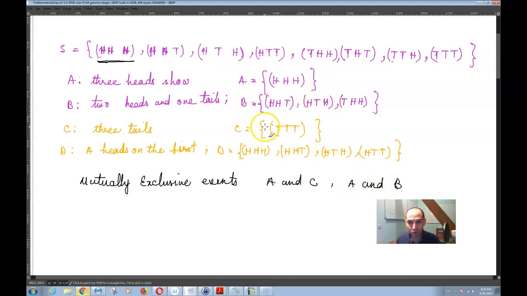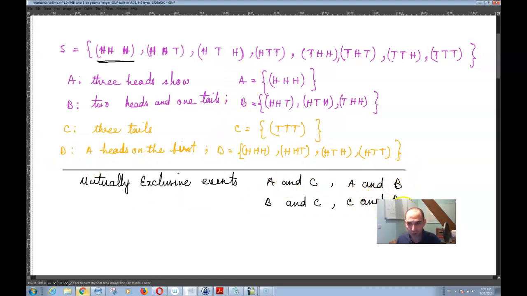B and C are mutually exclusive, and then THH, HTH, so these two of course are not mutually exclusive. Then C and A are mutually exclusive. C and B are mutually exclusive, which I have already written. C and D are mutually exclusive. And of course then D and C are mutually exclusive. D and B are not mutually exclusive because of HTH and HTH here, and A and D are not mutually exclusive. So these four are mutually exclusive events.